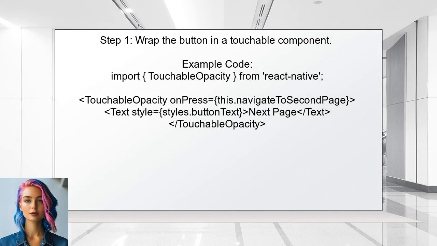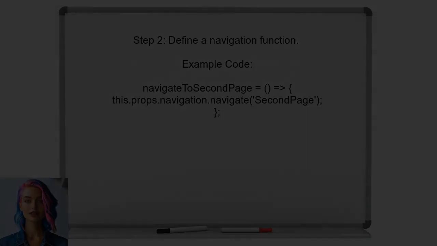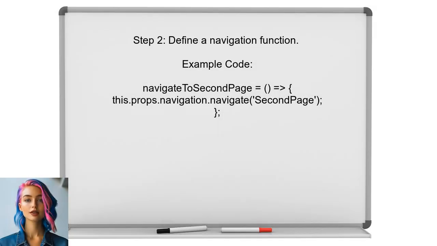To link the button to the second page, the user should first wrap the button in a touchable component. This allows the button to respond to user interactions. Next, the user needs to define a function that will handle the navigation. This function will be called when the button is pressed.